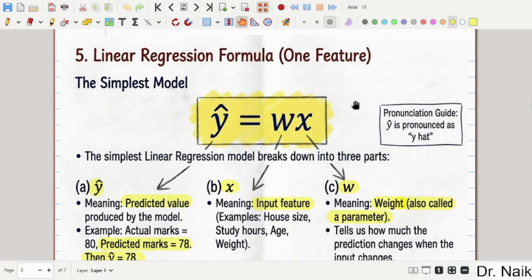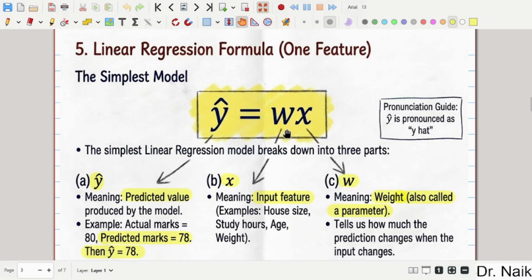The linear regression formula for one feature is y hat equals w x. This is the simplest linear regression model formula. Y hat means the predicted value produced by the model. For example, actual marks are 80, but the model predicts the mark as 78. Then that 78 is our y hat.